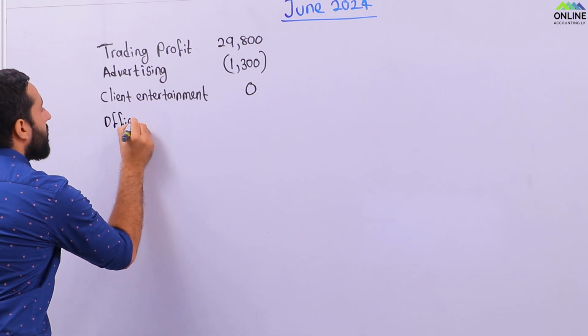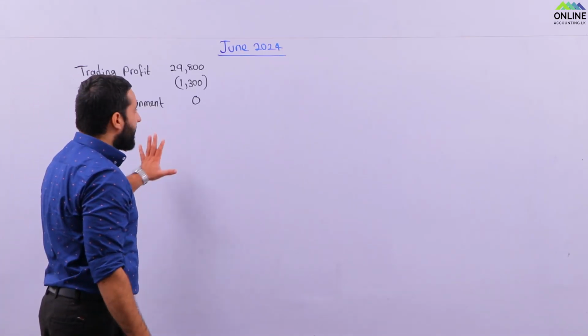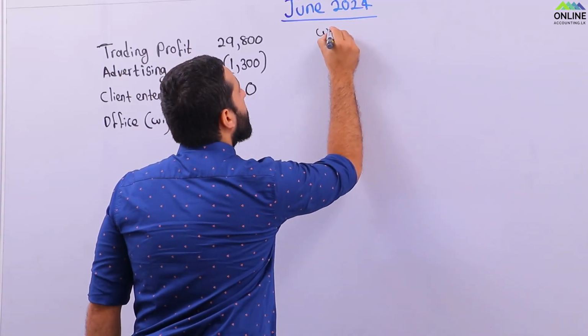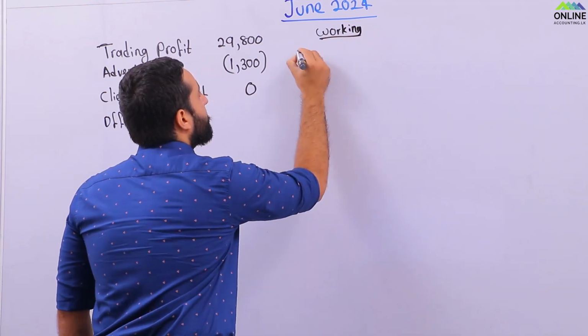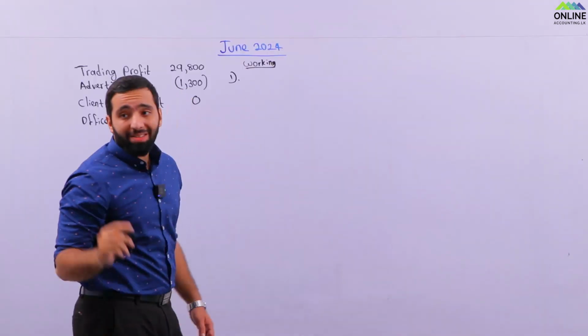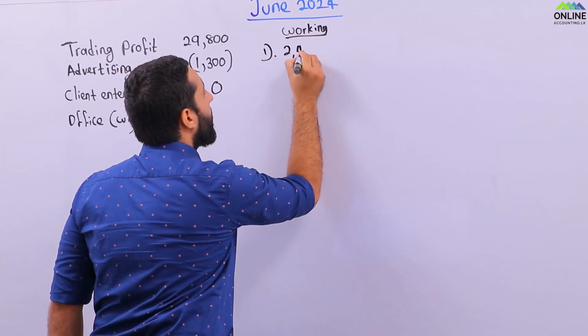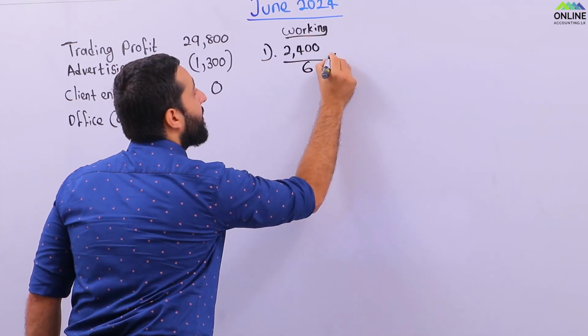Office. So you need to show a working. How will you arrive at this value? Yes. So the working one, you have to show this, and then how much is the total value? Yes, 2,400. Okay. You divide this by 6 and multiply it by 1.